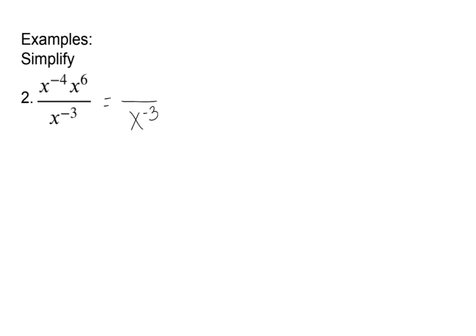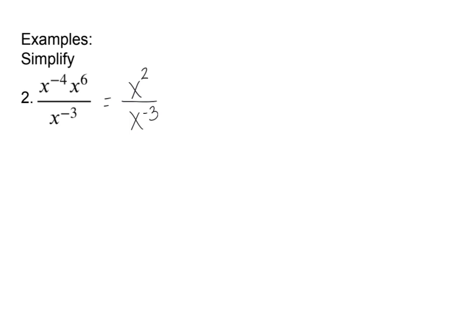But when I put the tops together, I've got x to the negative 4th and x to the 6th. Our first rule that we saw said if you're multiplying two things with the same base, what we want to do to these exponents is add them. So I'm going to take negative 4 plus 6, and that's going to give me a positive 2. So my new exponent is just a positive 2. All right, we're getting closer.